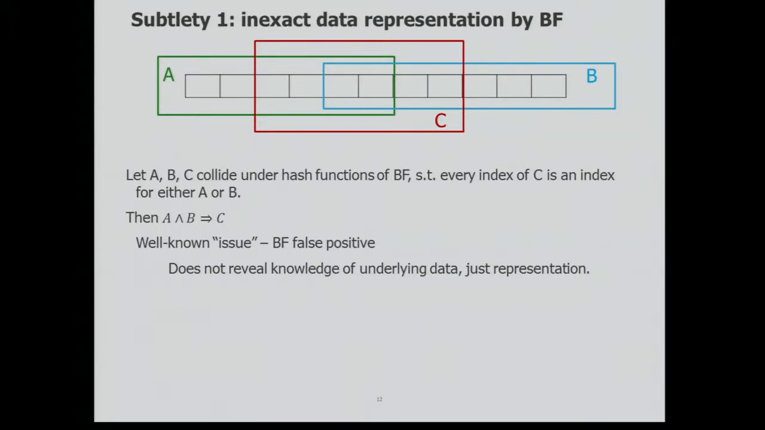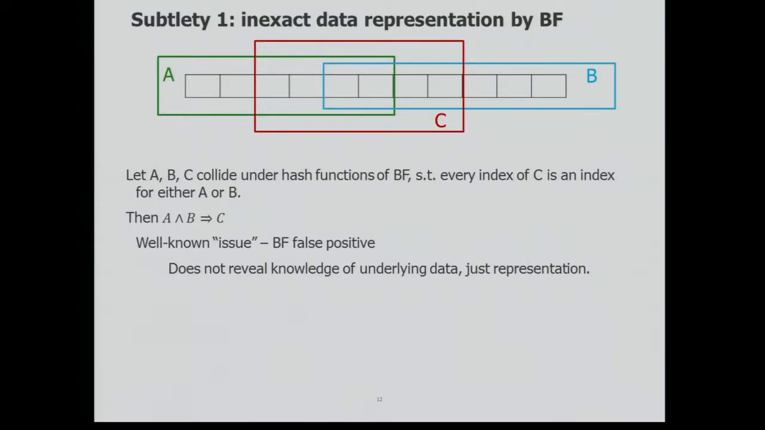So then, if you query for A and A is there, and if you query for B and B is there, then you know that C is there. Well, you kind of know. It's actually, you don't know if C is there. This is what the Bloom filter false positive gives you, and it's a problem for some things that you want to deal with, but it doesn't tell you anything about the underlying data. And so everybody knows about the Bloom filter false positive.